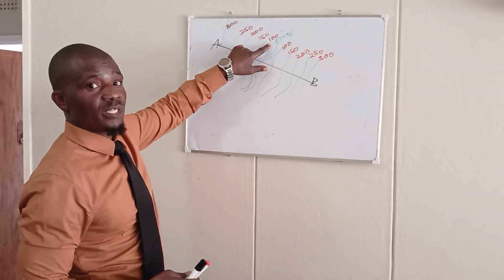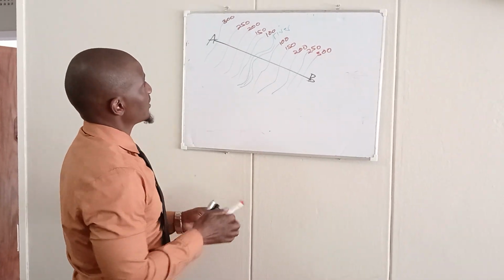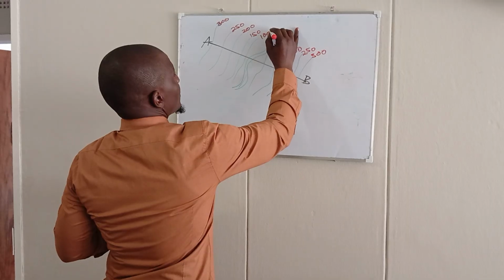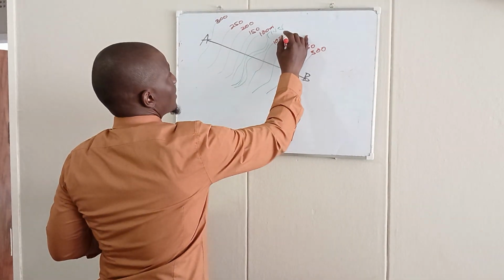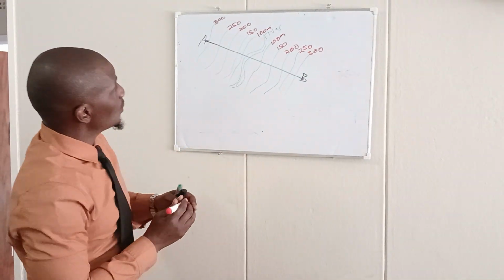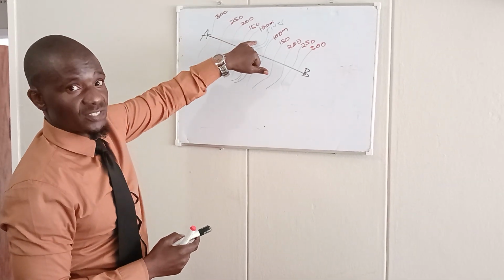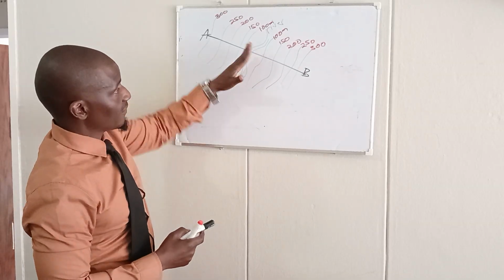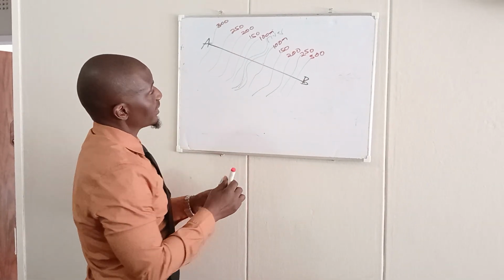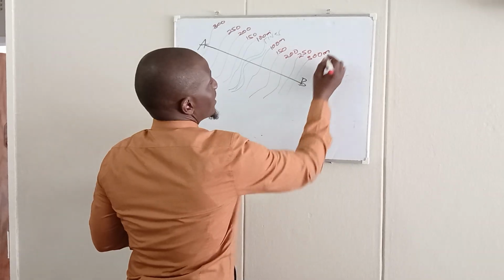But if you look close to the river here, you can see that it's lower. You can see here is 100 meters, there as well is 100 meters, which means as you go towards the river, you can see that the height is decreasing. And also as you move away from the river going upwards, you can see that the potential height is increasing.